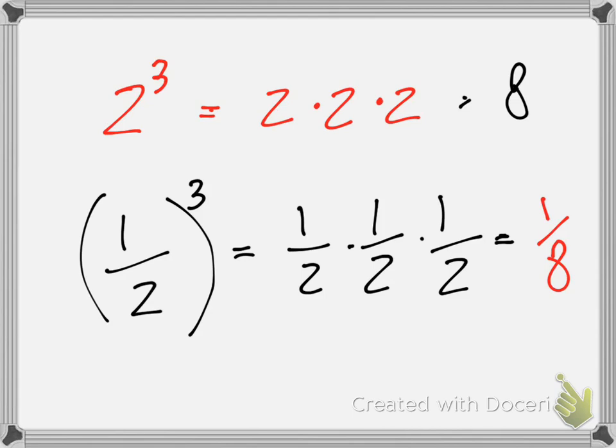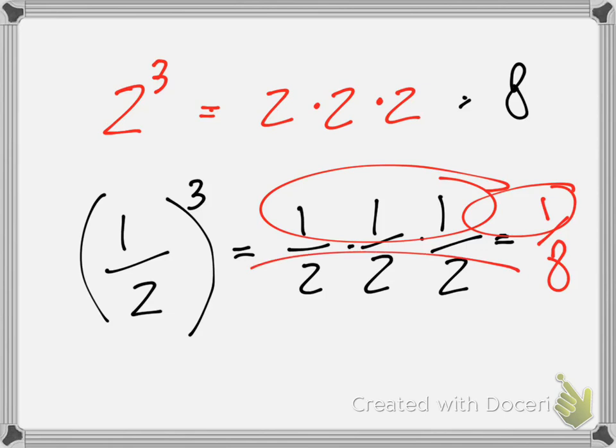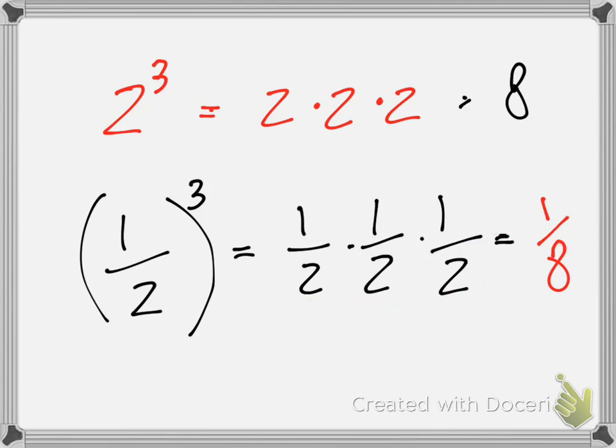But when we're multiplying fractions, we multiply the top to get our new top. We multiply the bottoms to get our new bottom. And that is how multiplying fractions works. So let's try one more.